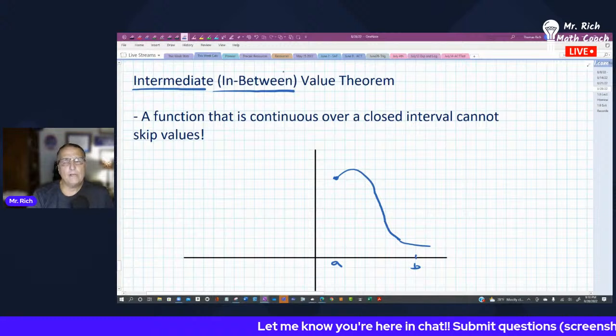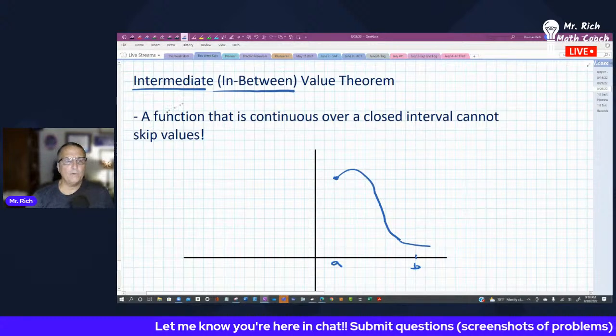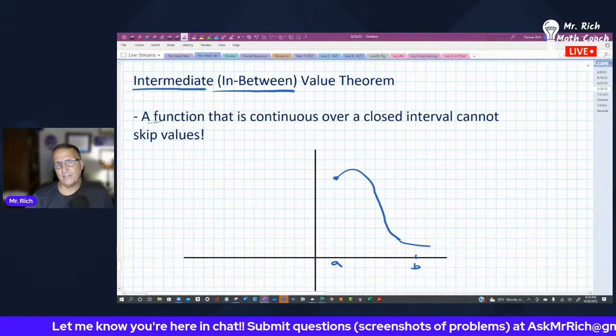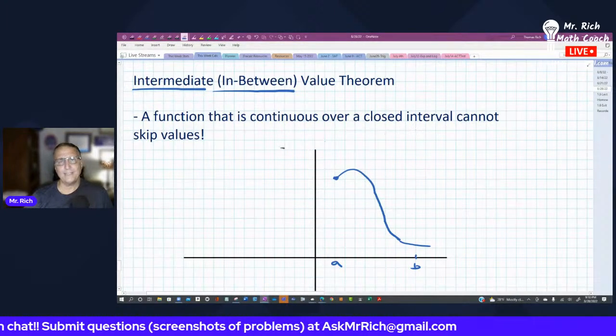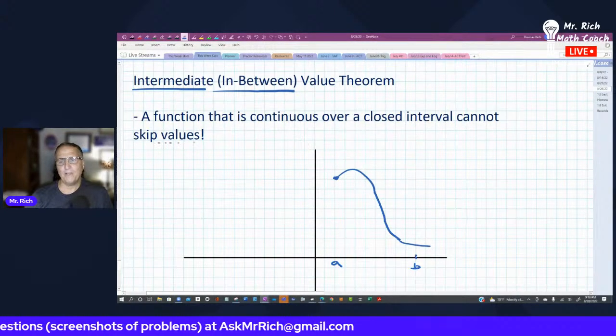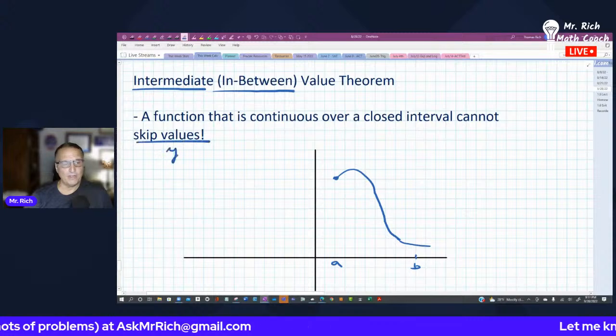So in a broad sense, we could state the intermediate value theorem like this. A function that's continuous over a closed interval cannot skip values. Now, when I say cannot skip values, I'm talking about y values.